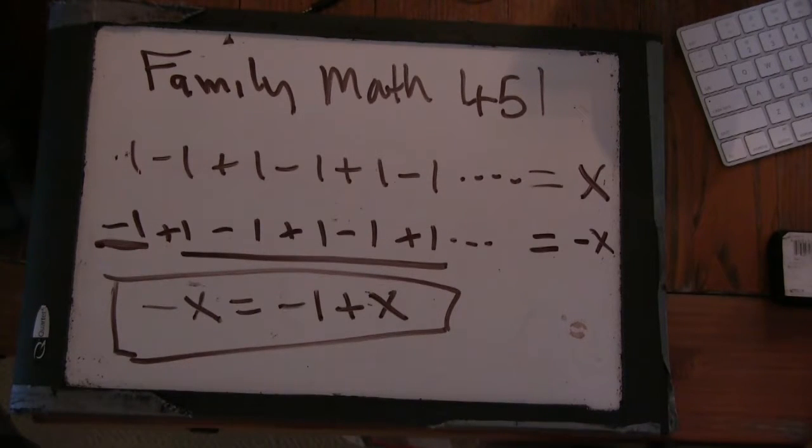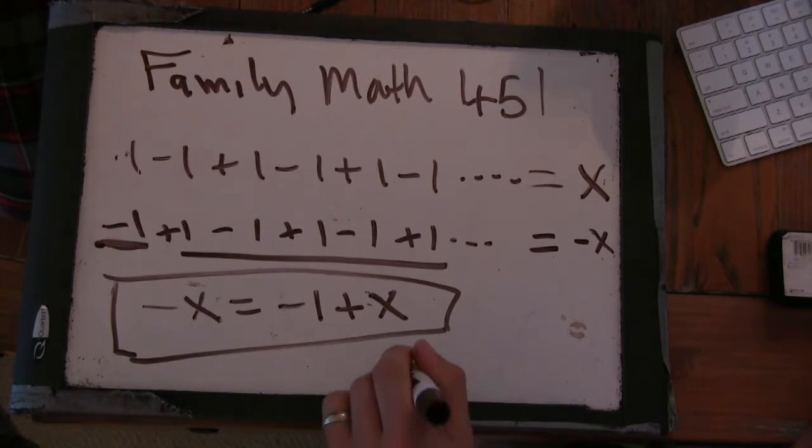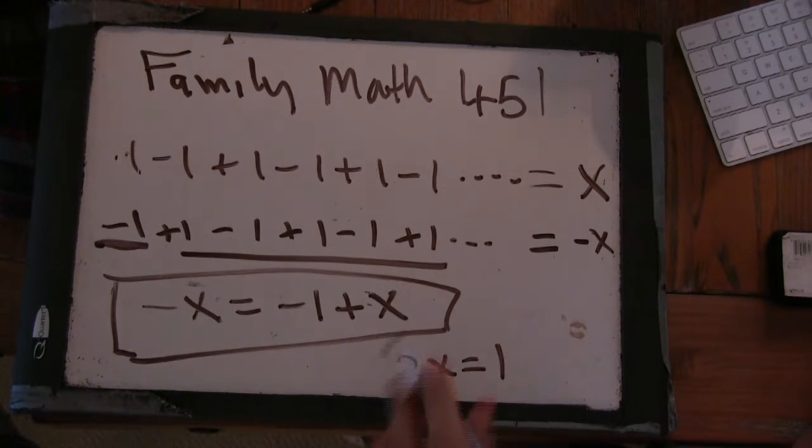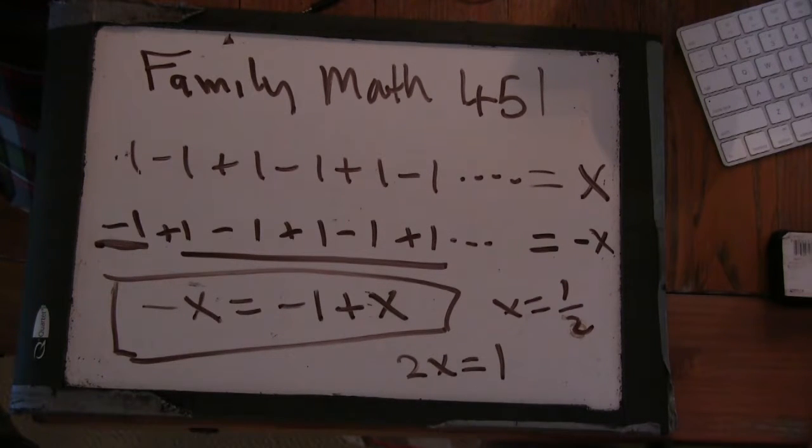And what's the way you solve an equation like this? Well, you've seen algebra. I can move this x to this side and move the 1 to this side. So I get an equation that says 2x equals 1. So x is a half. Okay. So that's one way to prove it.